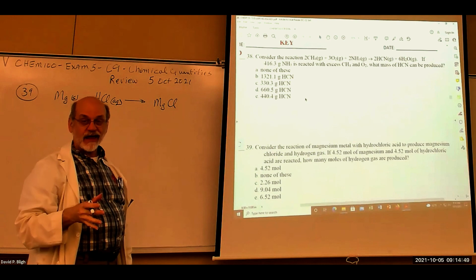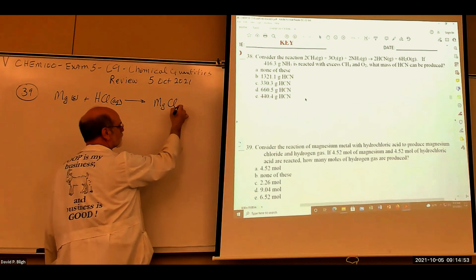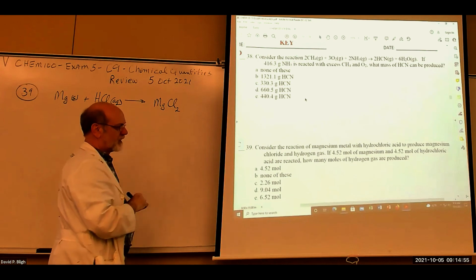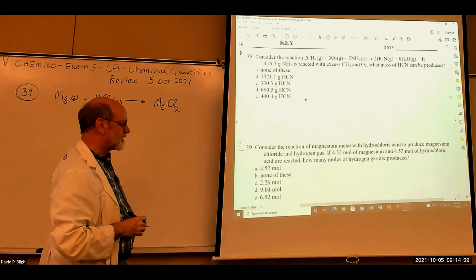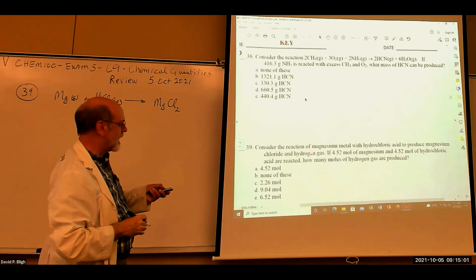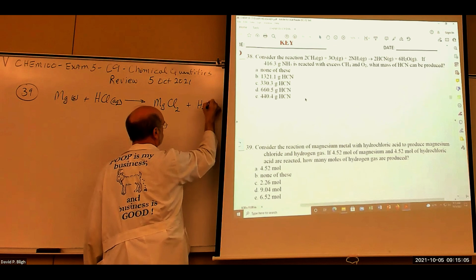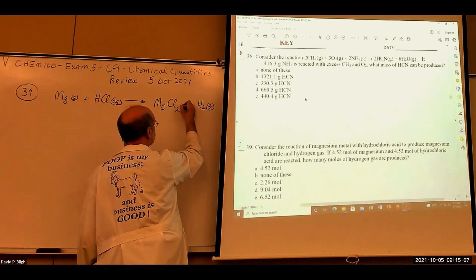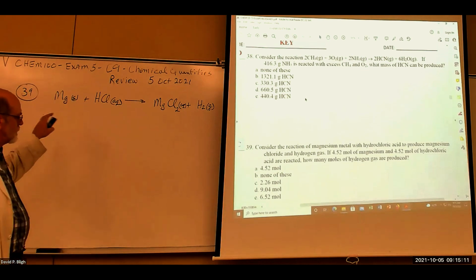Magnesium is an alkaline earth, it's 2+ charge. Halogens are -1, so we need 2 of them. Magnesium chloride, and hydrogen gas. All right, and this is aqueous. Okay, so we have our equation.